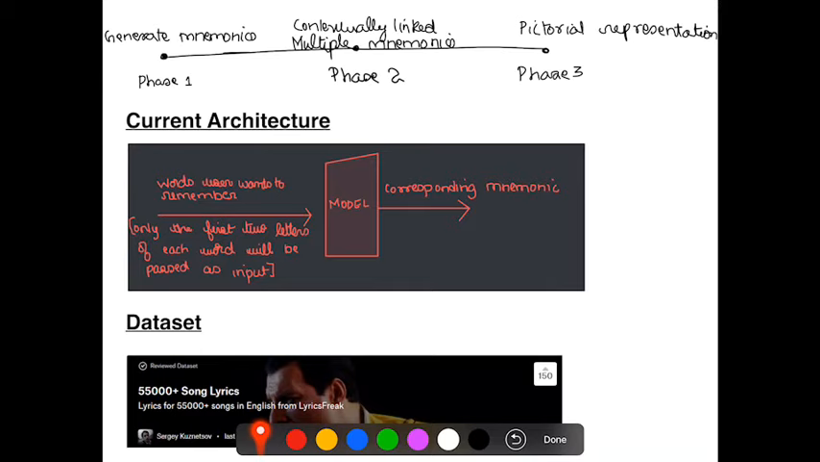In the current architecture, the model receives the words that we want to remember as the input, and the corresponding mnemonic is the output. But what I'm actually feeding the model are only the first two letters of the words that the user wants to remember, because only those first two letters carry the most information that we want represented in the mnemonic. I'm using a 55k song lyrics dataset from Kaggle to do this.